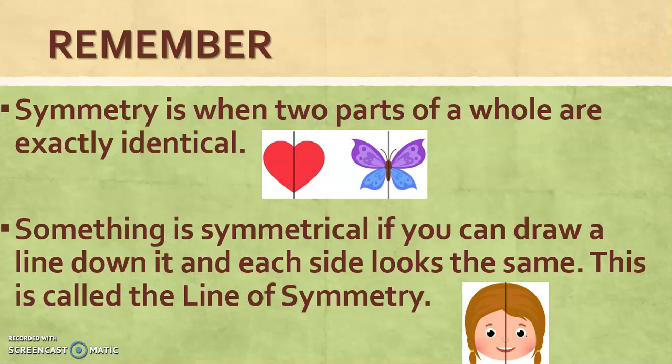Something is symmetrical if you can draw a line down it and each side looks the same. This is called the line of symmetry. Can you see a line in between I have drawn in the pictures? Yes. These lines are drawn to make the one object into two parts and the line which divides them is called line of symmetry. Is it clear, beta? I hope so. Yes, I know my students, they know all.